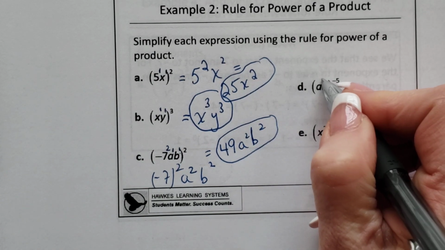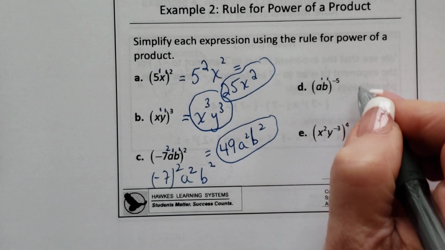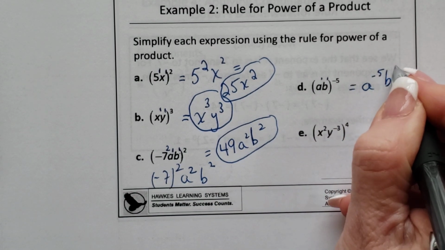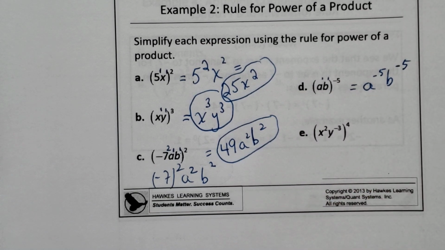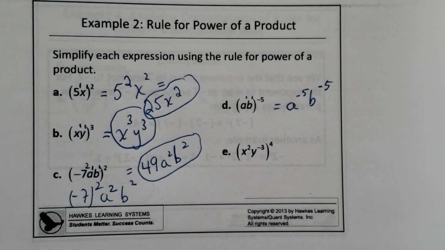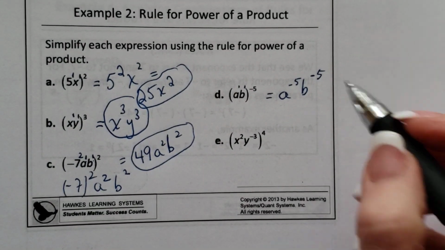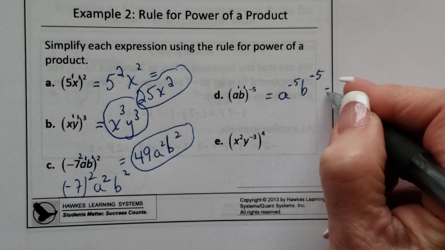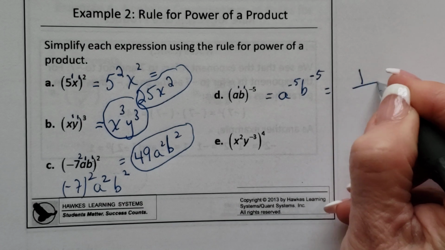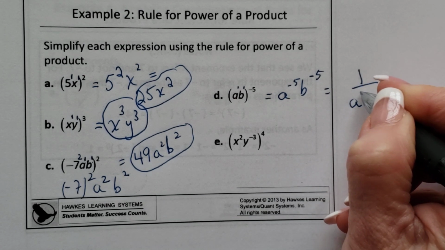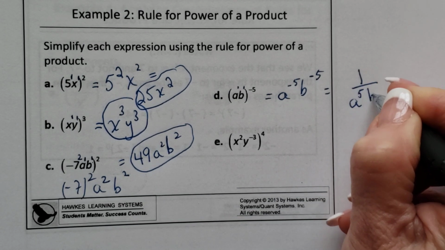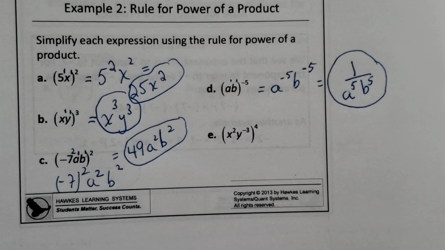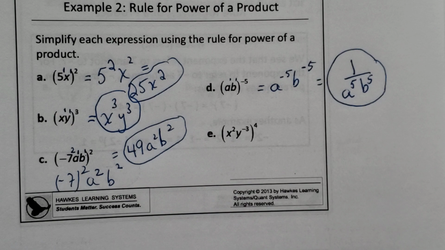Letter D, don't forget your invisible 1s. So I would have a to the negative 5th times b to the negative 5th. Well, I have 2 numbers that both have a negative exponent. So I'm going to flip both of them down to the denominator. So I'd have 1 over a to the 5th times b to the 5th. And when I flip it over the line, I get to drop the negative sign.